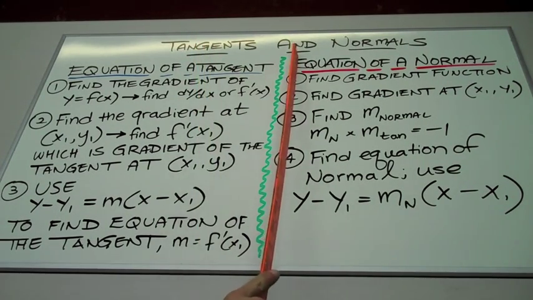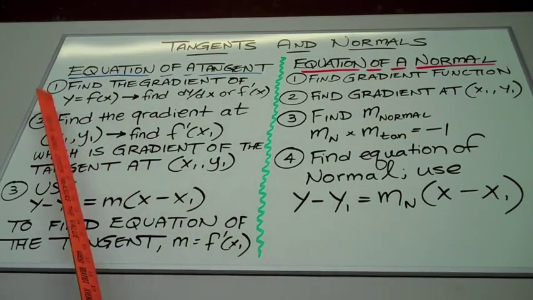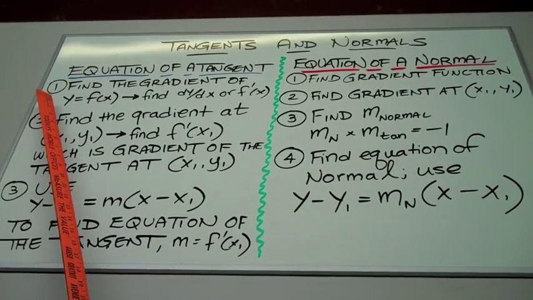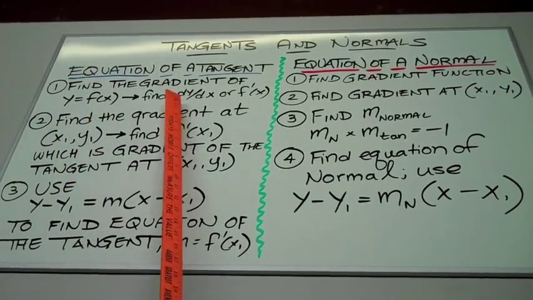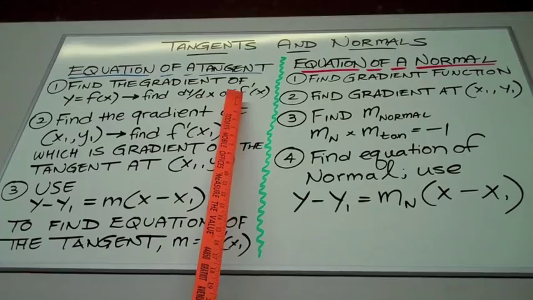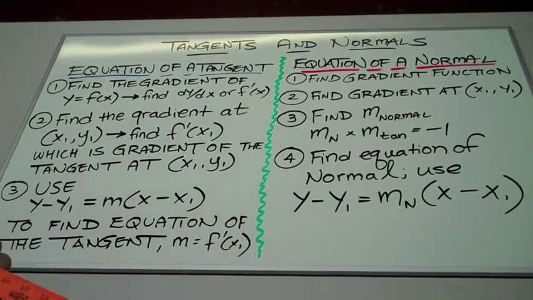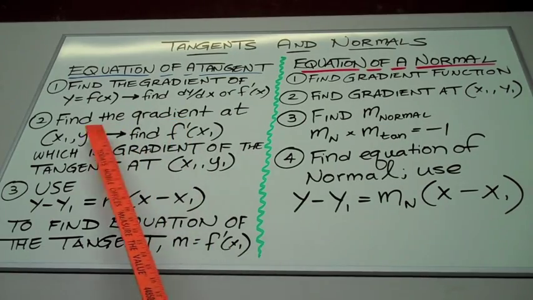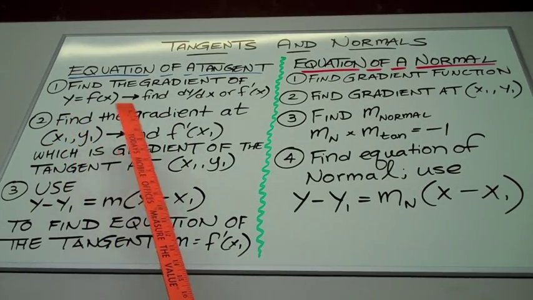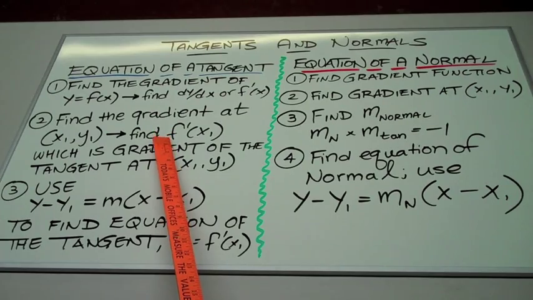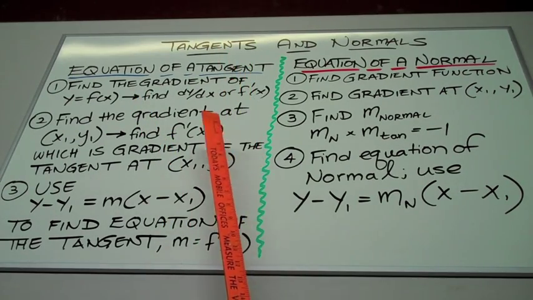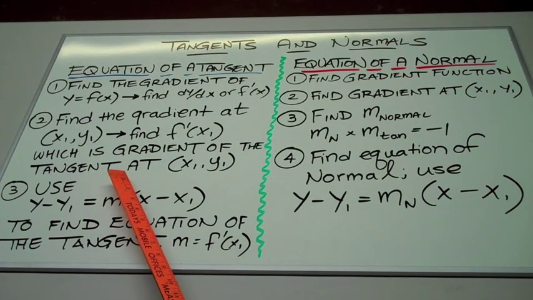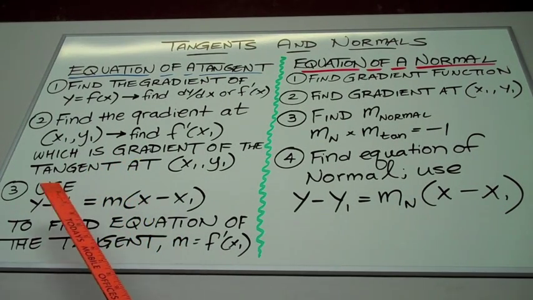So we have tangents and normals. Equation of a tangent. Number one, find the gradient of y equals f of x. In other words, you've got to find the derivative. That's the first step. Find dy/dx or f'(x). Then you've got to find the gradient at the point in question. So find the gradient at x1, y1, which means you're going to have to plug in x1 into your gradient function. Essentially, you have to find f'(x1). That's the gradient of the tangent at x1, y1.